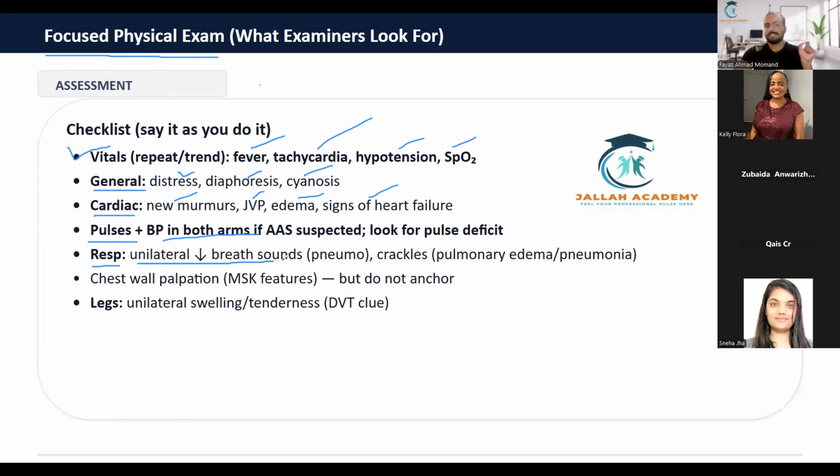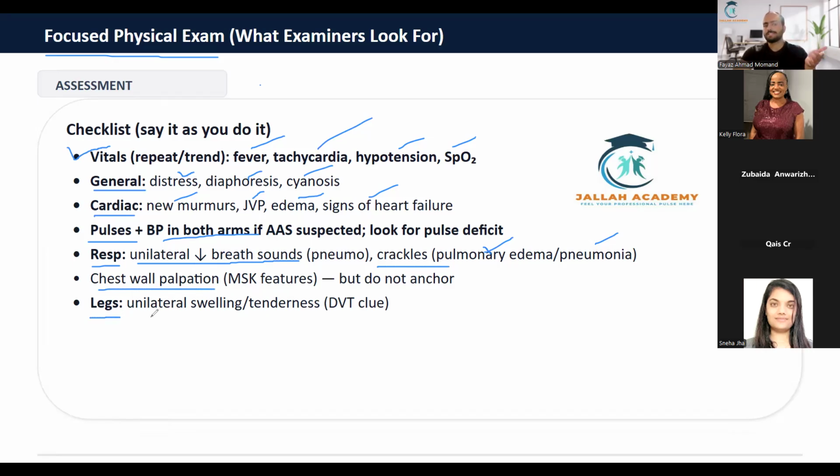if unilateral breath sounds are low, think of pneumothorax. Look for crackles. If they are bilateral and in the bases, it is likely pulmonary edema. If they are focal crackles, think of pneumonias or infections. Palpate the chest wall. Look for features of musculoskeletal pain, such as costochondritis, which can cause tenderness on the chest wall when you palpate the joint.